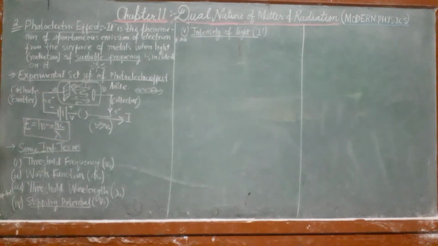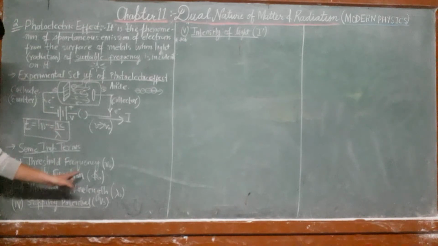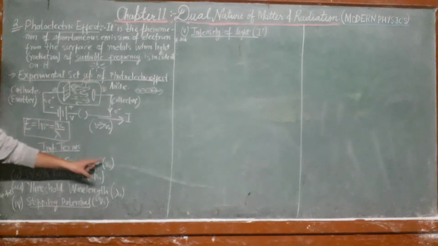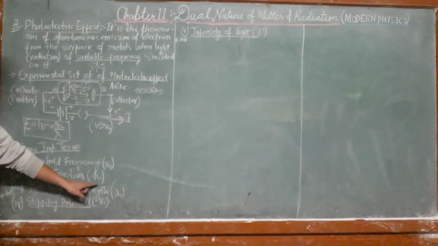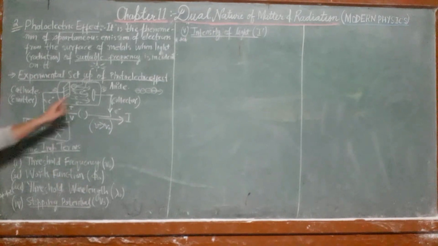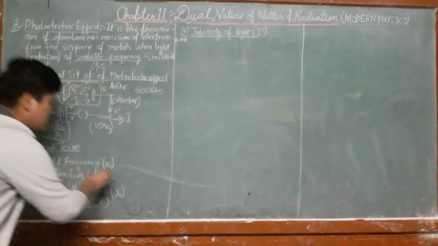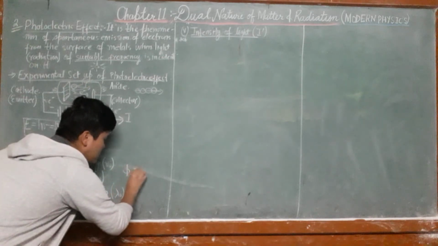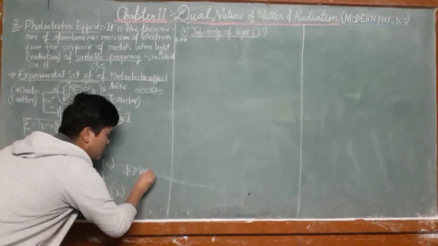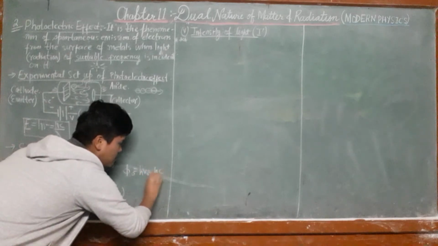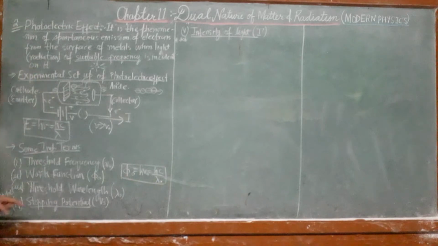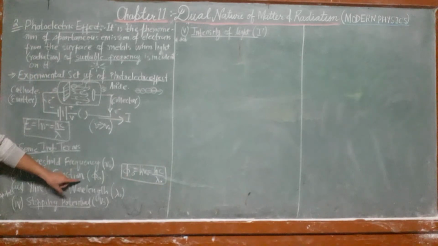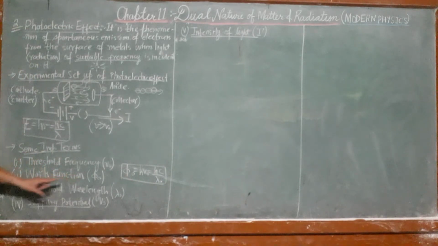Work function is the minimum energy of incident radiation at the threshold frequency. That is your phi naught. Phi naught is equal to h nu naught, which is equal to hc by lambda naught. The minimum energy below which there is no photoelectric effect is the work function.